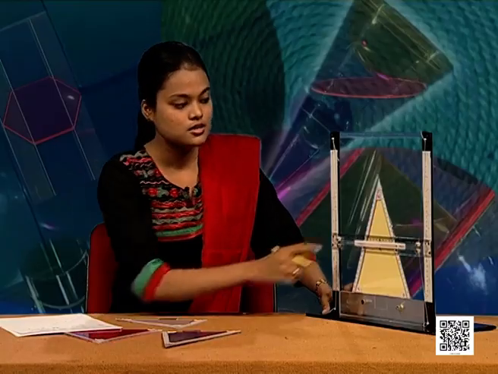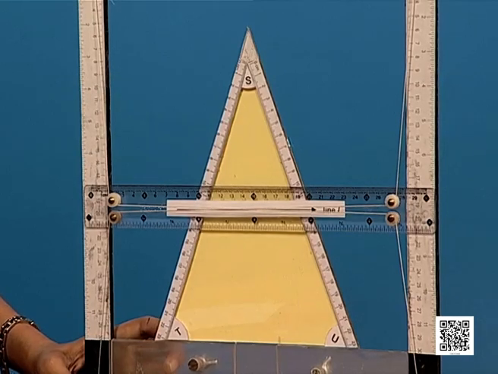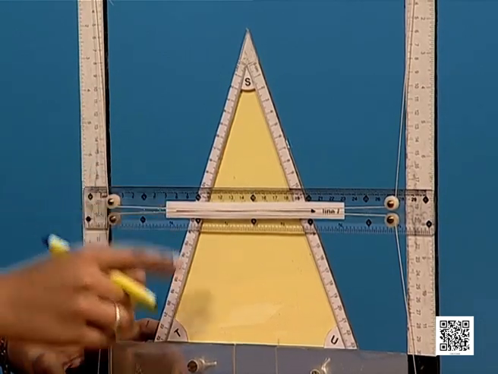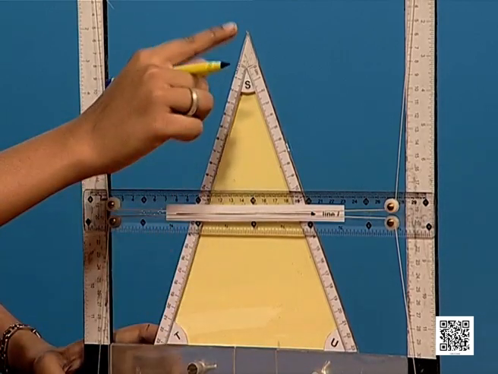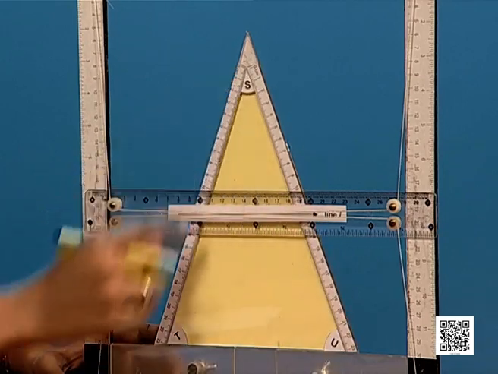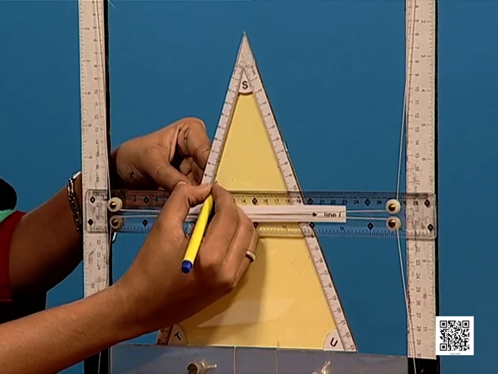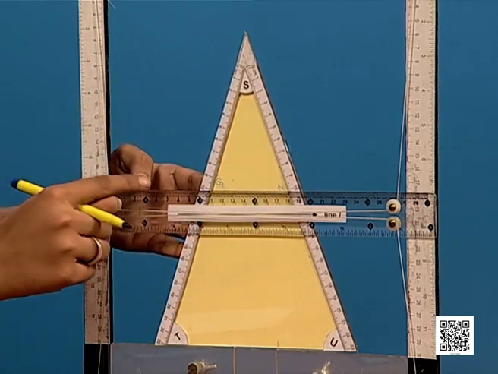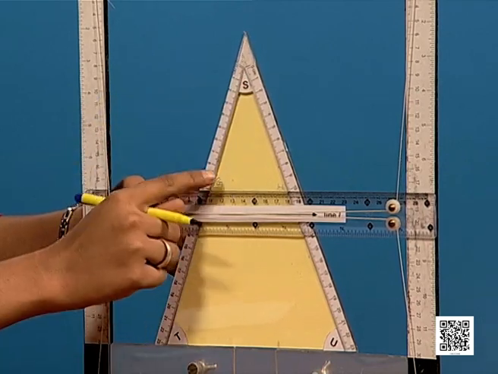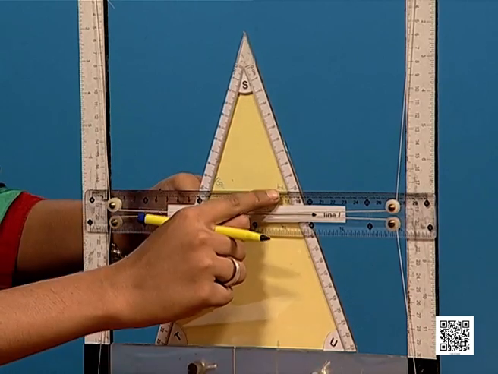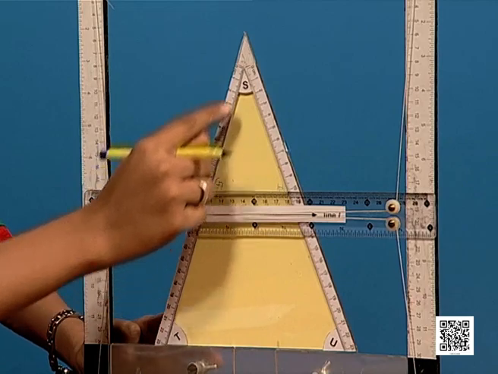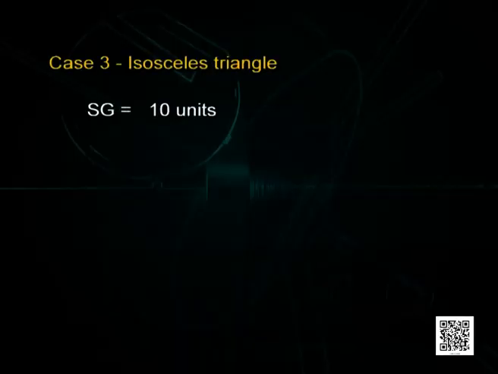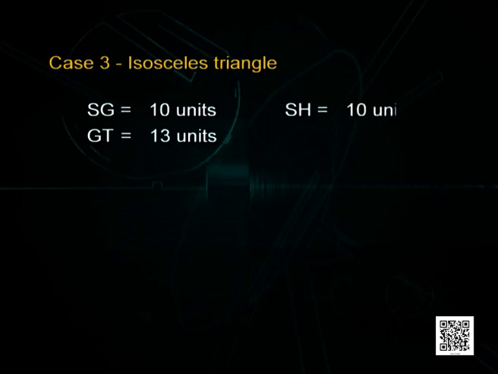Since it is an isosceles triangle, you can see that ST and SU are equal. This line L is again parallel to TU, and intersecting the other two sides of triangle STU at, say, G and H, where the line is intersecting ST at G and SU at H. Again, on measuring, SG is 10 units and GT is 13 units. SH is also 10 units and HU is also 13 units.